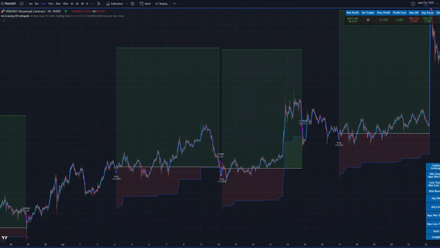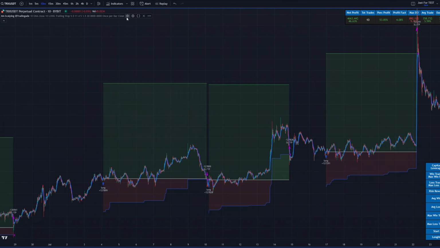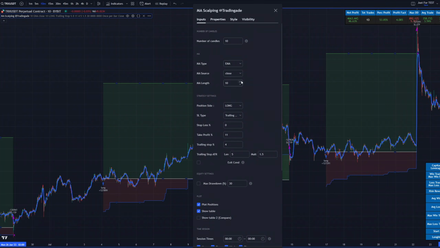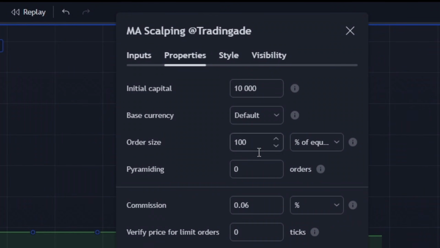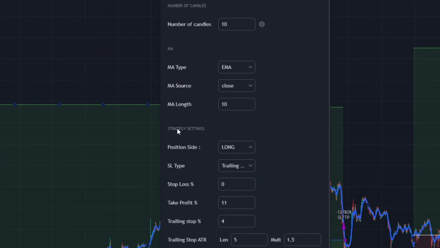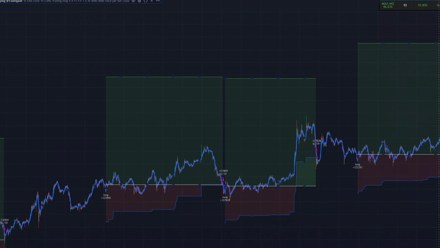Now that we understand all the rules and the overall strategy, we are ready to jump into backtest. Opening our indicator settings: initial capital $10,000, 100% of equity, 0.06% commission. We are going long, 10 number of candles below the exponential moving average, source close and length 10, stop loss percentage of 4% and take profit of 11%. Let's see some backtest results.